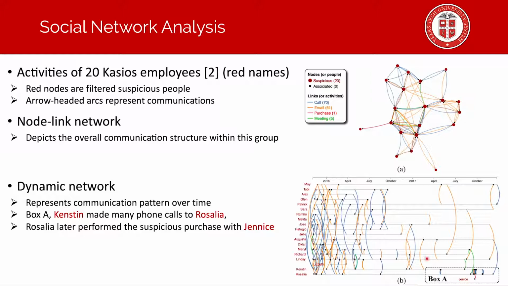It's interesting that in this box A, Christine and Rosalia made several phone calls before Rosalia made the suspicious purchase with Janice at this time, and then after that they made a series of other phone calls to communicate about this suspicious event. This use case also depicts the helpfulness of combining the two views: the node-link diagram with aggregation of communication over time, and the temporal pattern to detect the suspicious event.